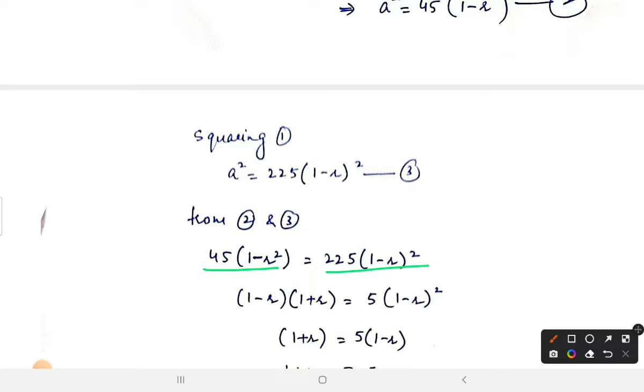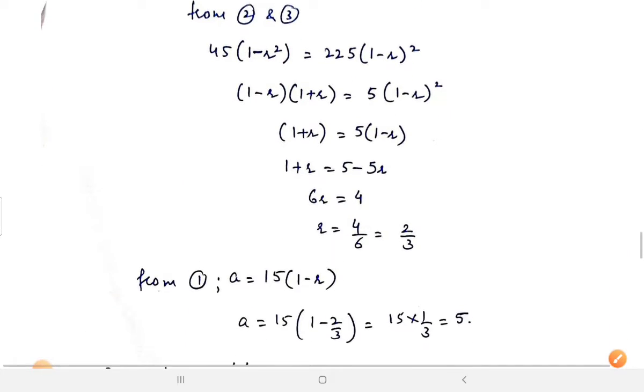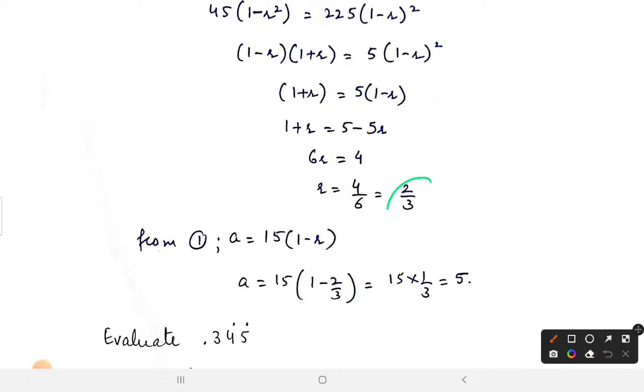Also 1 minus r square is of the form a square minus b square, which is a minus b, a plus b. So we have 1 minus r, 1 plus r, and cancel this with this. This is 5 into 1 minus r whole square. One power cancels with this. So we have 1 plus r is equal to 5 times 1 minus r. So we have calculated r from here, and r will be equal to 2 by 3.